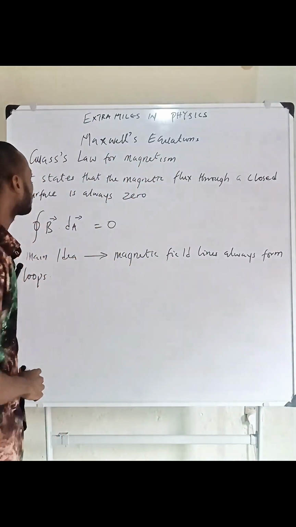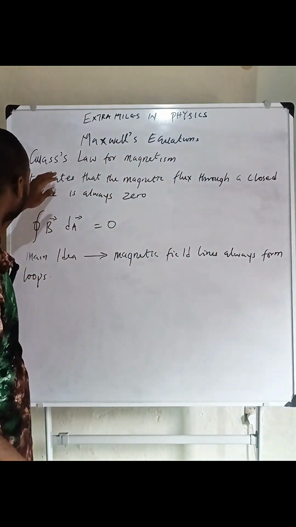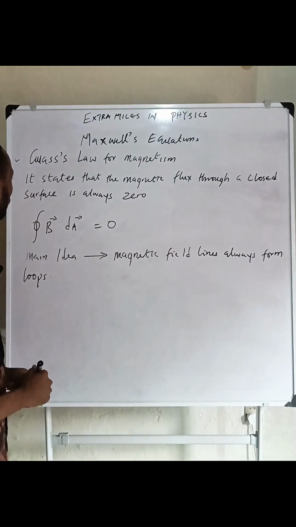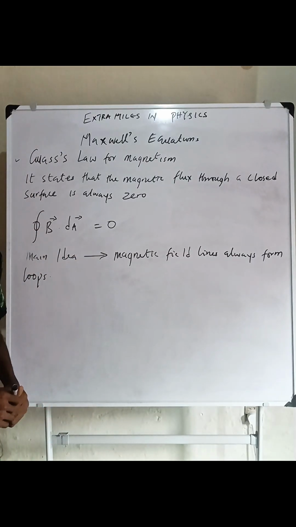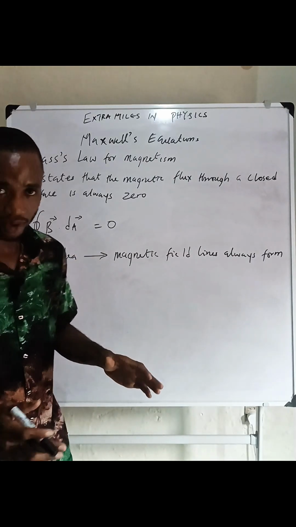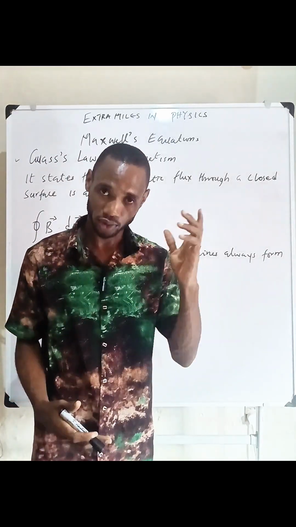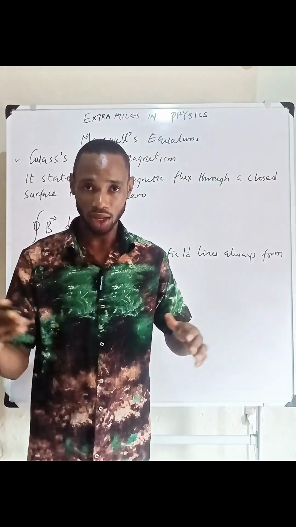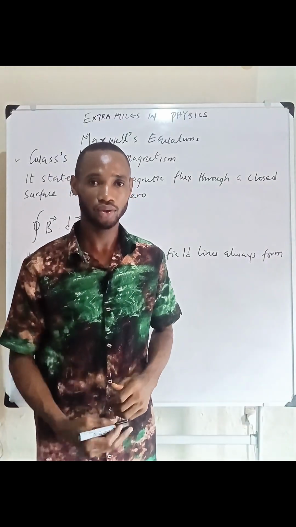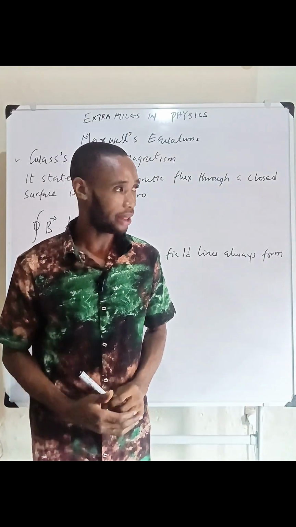Today we are discussing what? Maxwell's equation, and under this we want to consider the second law, which is Gauss's law for magnetism. Meanwhile, this study is a series, so if you've not watched the previous videos, I would advise you to do that. Gauss's law for electric field and the introduction to Maxwell's equation are all there.